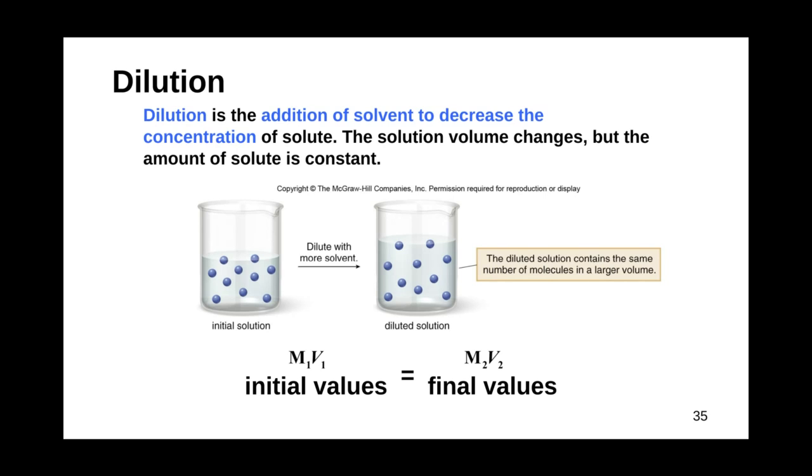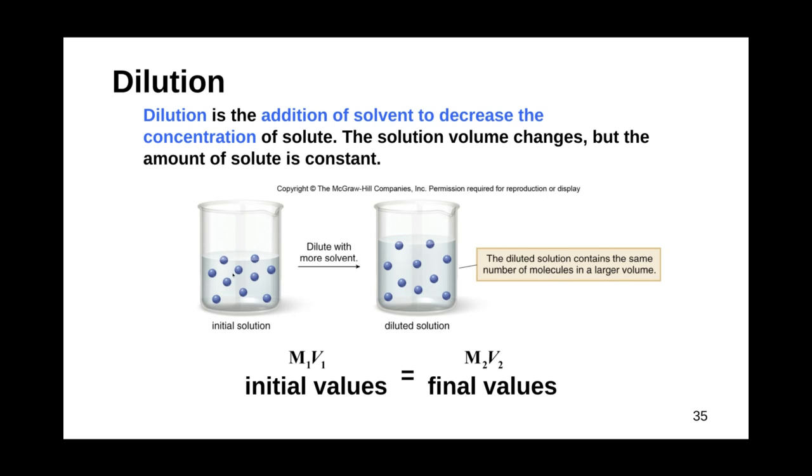But a dilution itself is the addition of a solvent to decrease the concentration of a solute. So the solution volume changes, but the amount of solute, i.e. what you're dissolving, does not change. So think about it this way. If we have a solution that has, say, salt dissolved in water, we can dilute that solute by adding more solvent. So we can dilute our salt by adding more water.